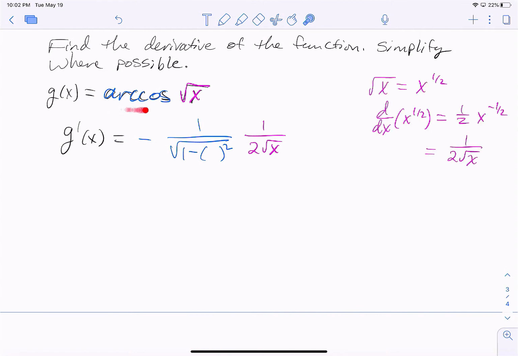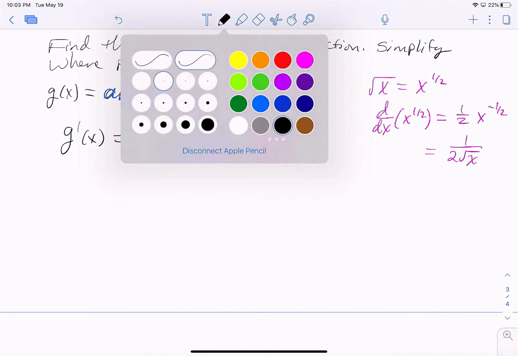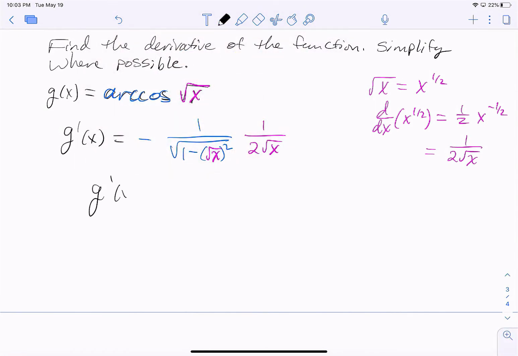Now remember, when we apply the chain rule, we don't change what's inside the argument. And so our denominator is the square root of 1 minus the square root of x squared. Simplify where possible. g prime of x is equal to negative 1 over 2 square root of x times the square root of 1 minus x.